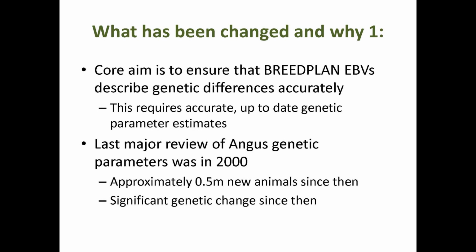Now, the last time there was a major review of Angus genetic parameters was back in the year 2000, which is 14 years ago. And the estimates at that time were based on Angus cattle data from previous years, so there was a good lot of data then. The estimates were quite sound and a good basis for producing EBVs, but there's been a lot of new data come in the last 10 or 12 years, at least 500,000 animals have been recorded and entered the Angus database in the period since 2000, and there's some possibility that the relationships between traits have changed a bit over time, so we need to know that.